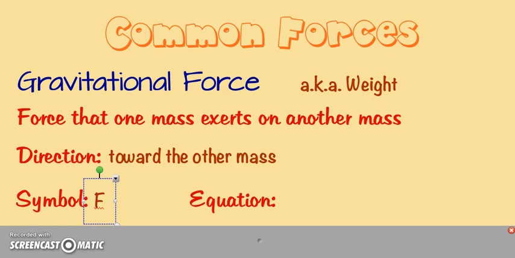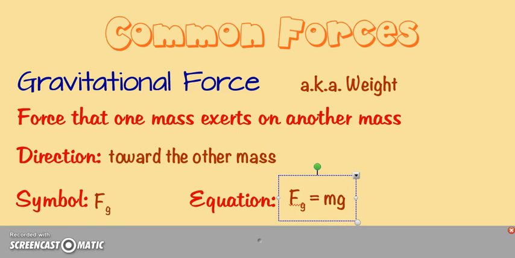The symbol for gravitational force is a capital F with a lowercase g as a subscript. And we have a special equation that we can use to calculate gravitational force. When we're on Earth, the gravitational force is equal to mass times the gravitational acceleration. We know that to be 9.8 meters per second squared. We could also put a vector symbol on top of force and gravitational acceleration, showing that the gravitational force is always in the same direction as the gravitational acceleration.